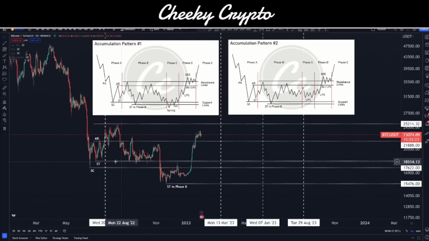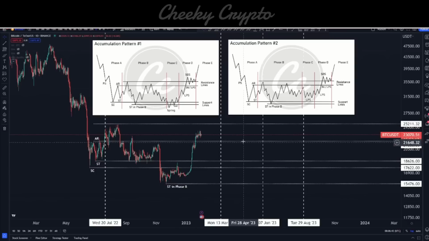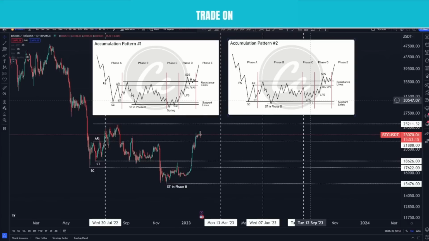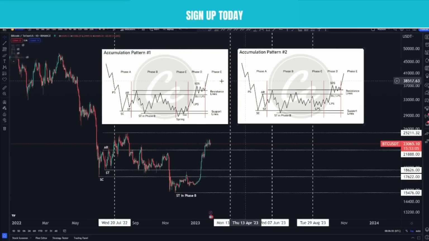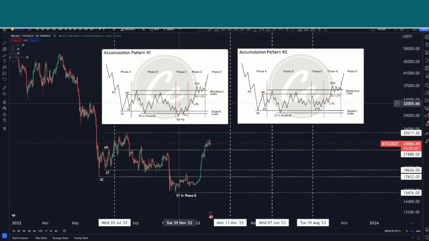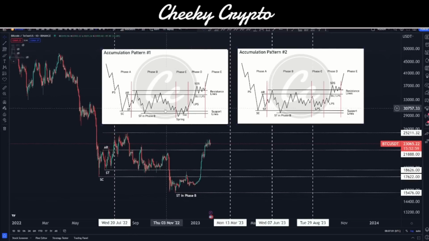However, if we come down and we find support on our secondary test of phase A, then we would actually find ourselves coming up in phase C, okay, and having another test of that secondary test of phase A before rallying on up out of phase C into phase D. No spring event. Okay, so both of these are still technically in play. Now, the issue that we have in, I guess, a lot of different places across the interwebs is that people think that we've already had the spring event.